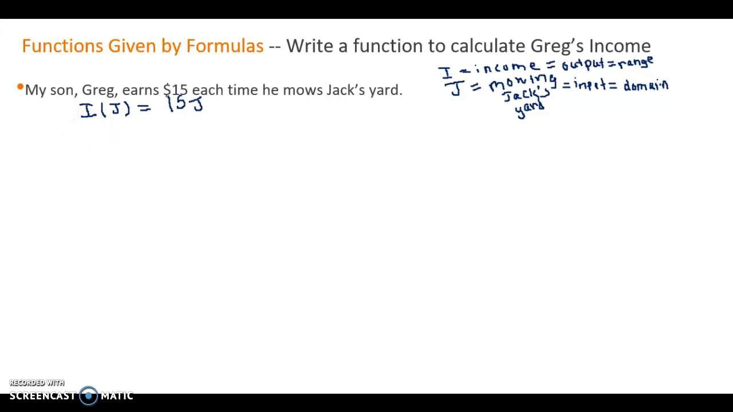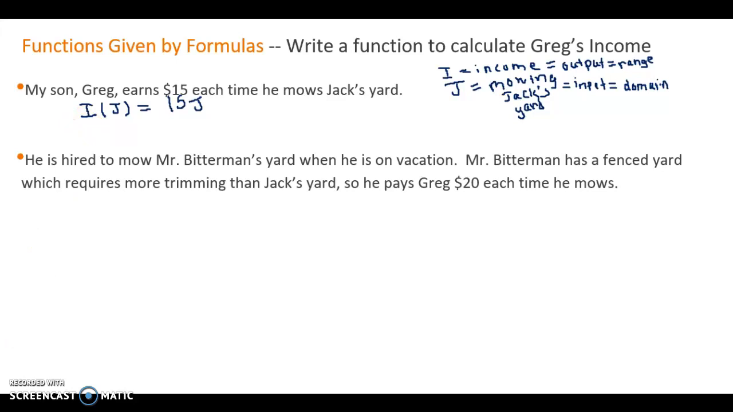So let's make it all a little bit more complicated. He is hired to mow Mr. Bitterman's yard when he is on vacation. Mr. Bitterman has a fenced yard which requires more trimming than Jack's yard, so he pays Greg $20 each time he mows. So now my son Greg has a second way of getting income. So I need another variable, and so I'm going to use B, and B will equal mowing Mr. Bitterman's yard.